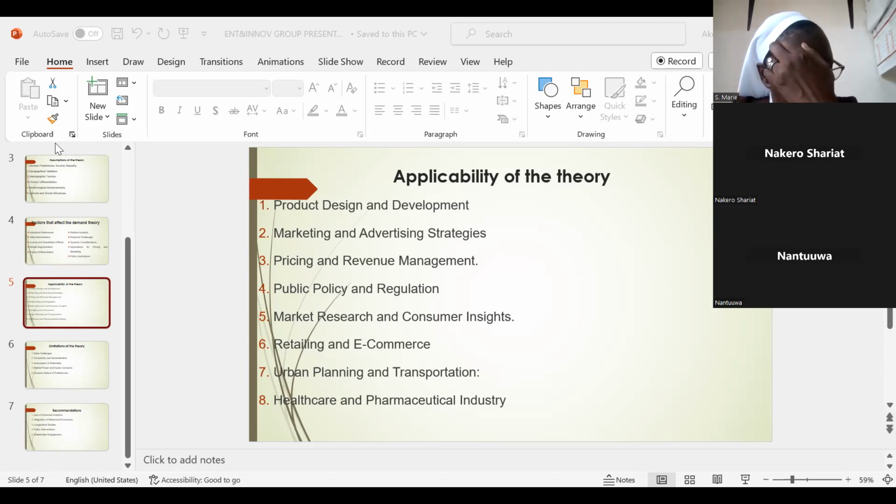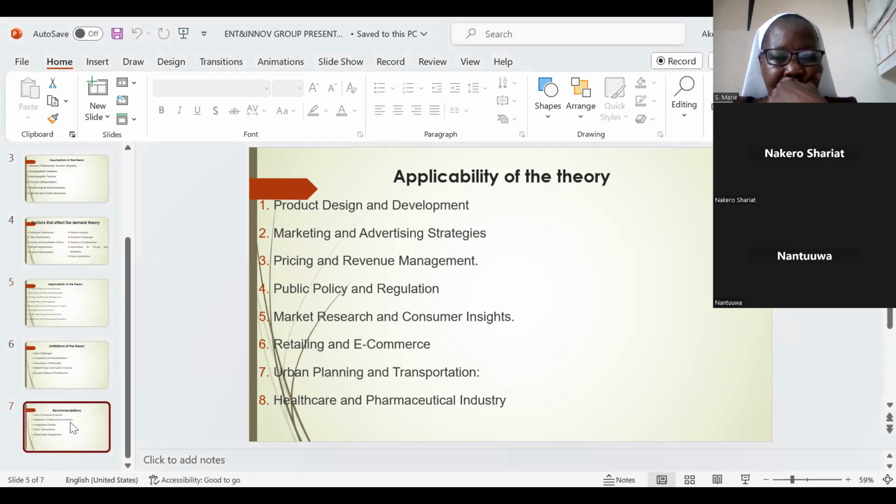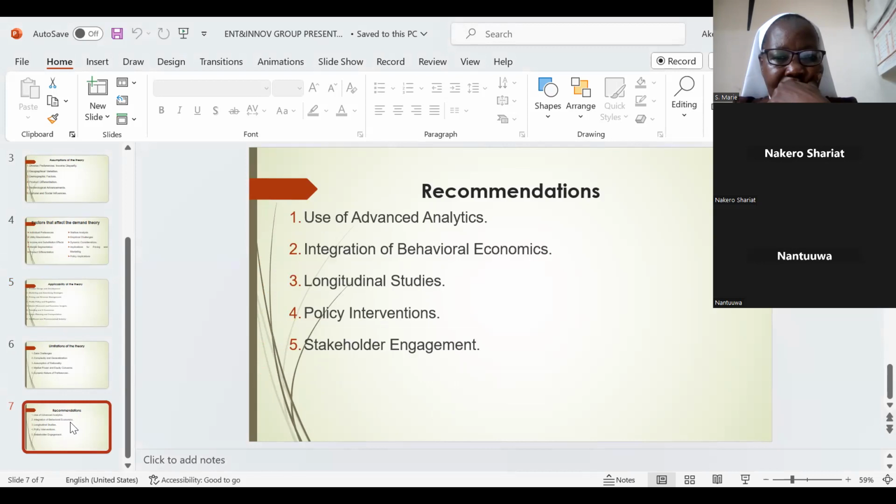So in summary, go to the recommendations. The recommendation, one, is use of advanced analytics. Employ analytics techniques such as machine learning and big data analytics to extract meaningful insights from large and complex data sets. These techniques can help identify patterns in consumer behavior, segment markets effectively, and make more accurate predictions about demand dynamics.